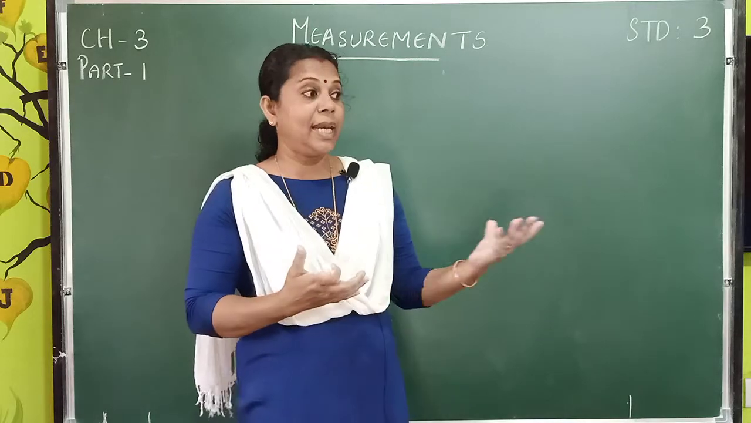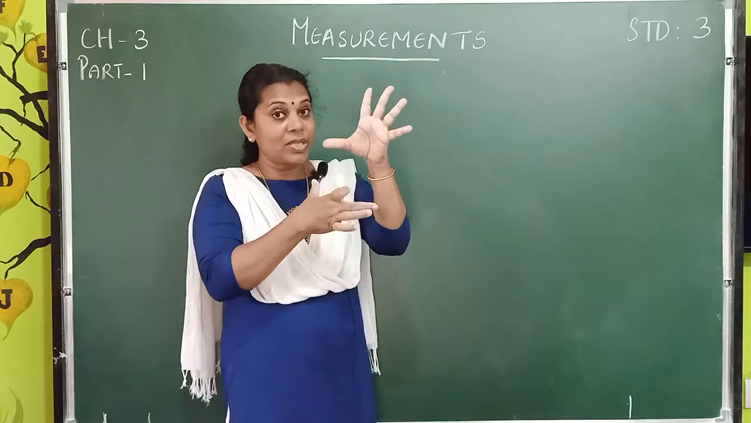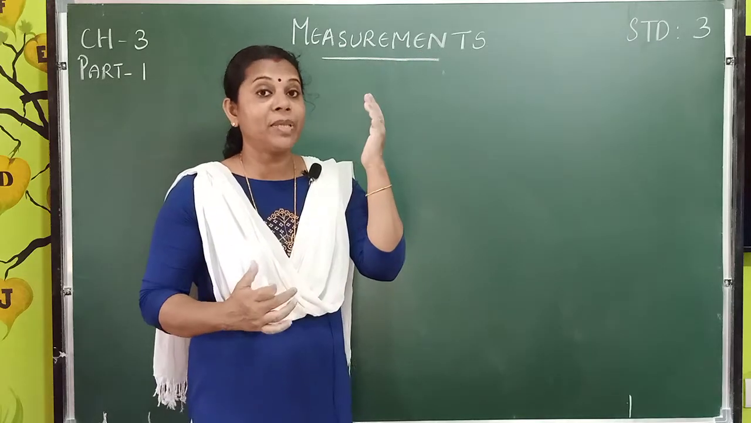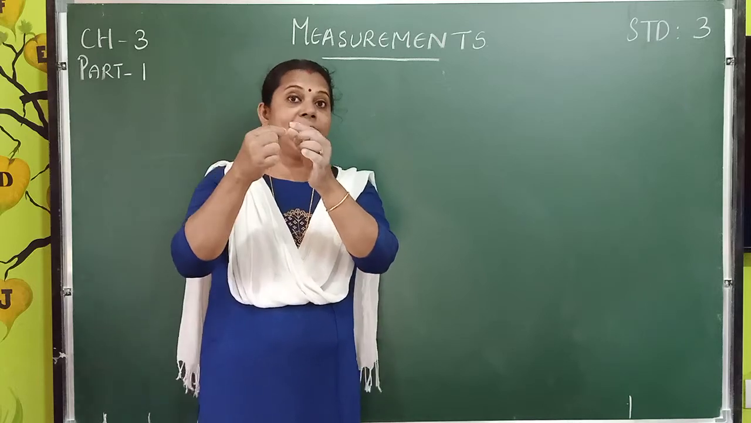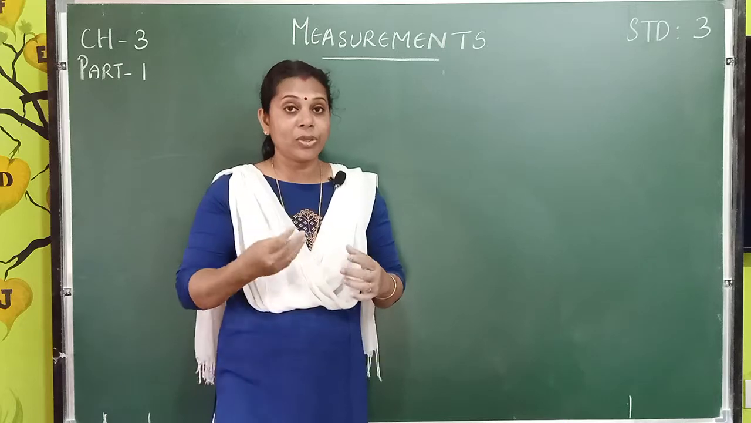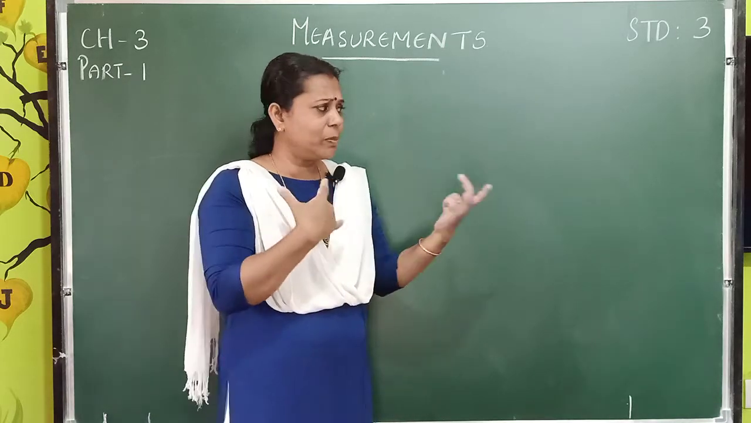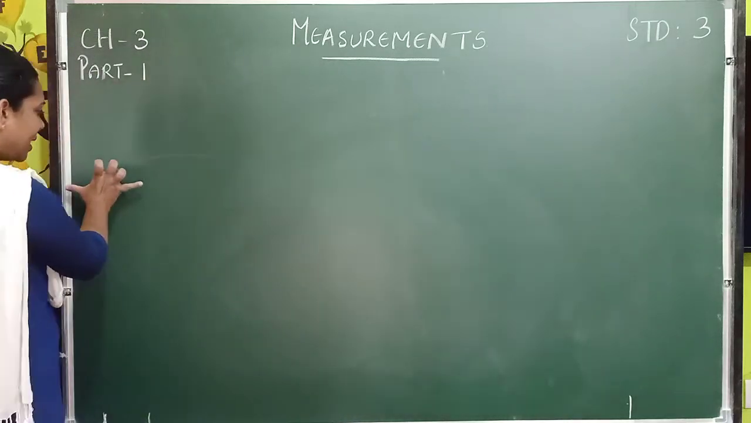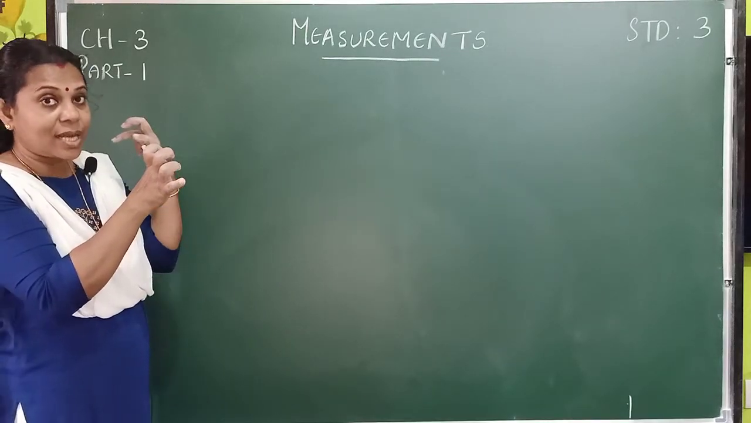people used to measure the length of objects using their hand span, or cubit. So I am going to measure the length of the blackboard with my hand span. This is the tip of the thumb to the tip of the little finger. That length is the hand span.